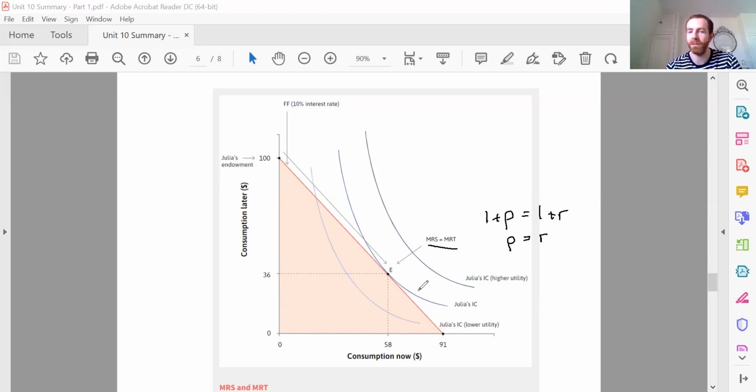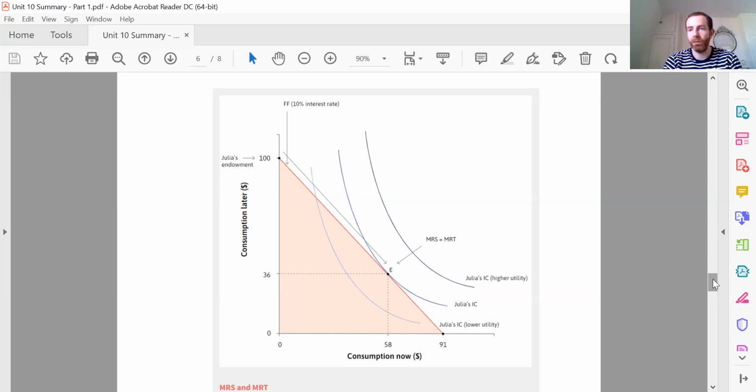Now, there's, I think, one more big element to this first half of the unit, which is, so far we've had Julia, who gets her endowment, her income later on, and therefore she's got limited choices. In fact, she's really only got one.